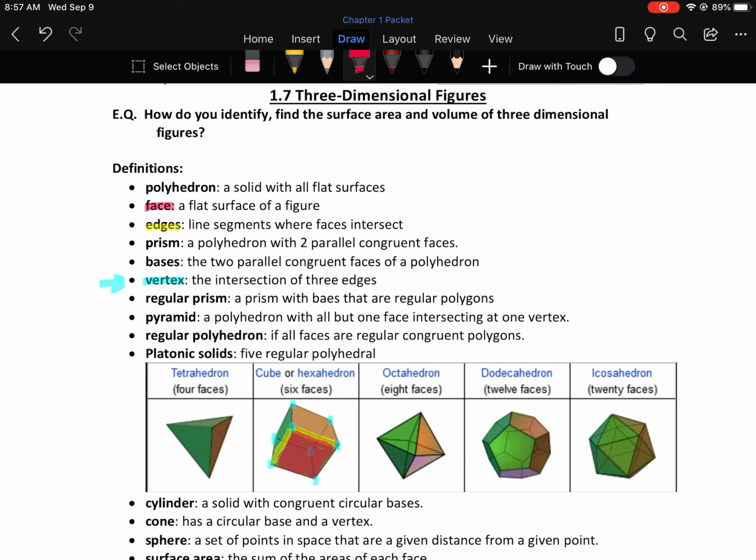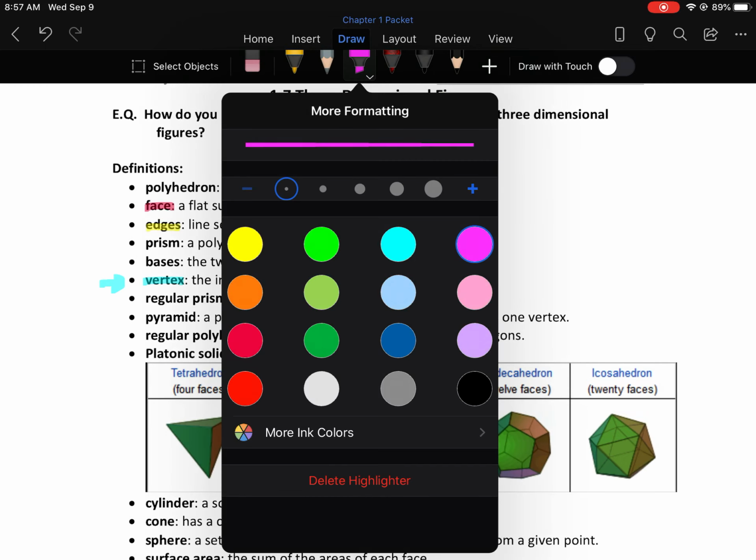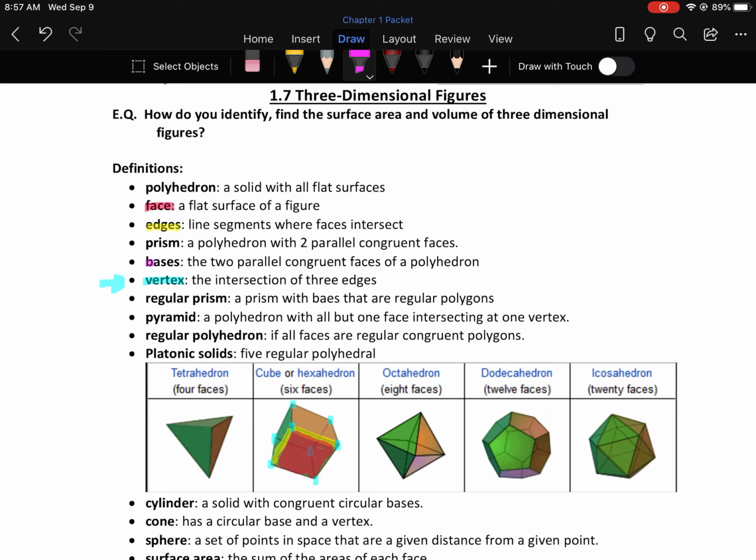All right, so a prism is a polyhedron with two parallel congruent faces. Okay, so any polyhedron with two parallel congruent faces. And we're going to look at all these here in a little bit. Bases, this one's super important, especially when we go to find the volume. Bases are the two parallel congruent faces of the polyhedron. Okay, because they don't always set the figures on its base. So we can't always say, well, the base is what it's sitting on. Sometimes the base is not sitting on it. So it's the two parallel congruent faces.